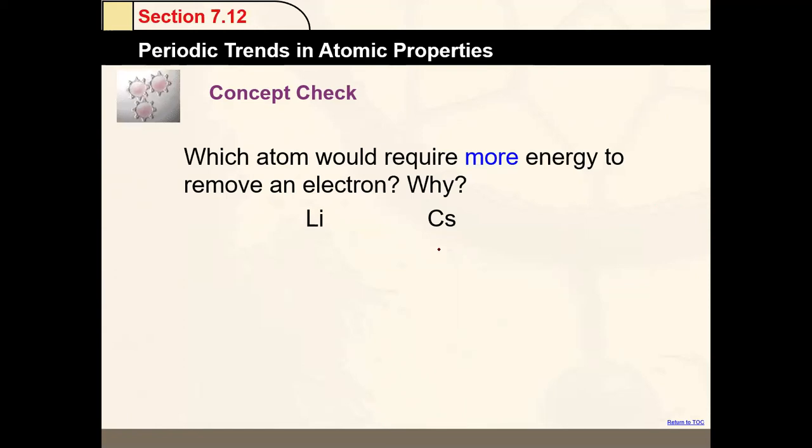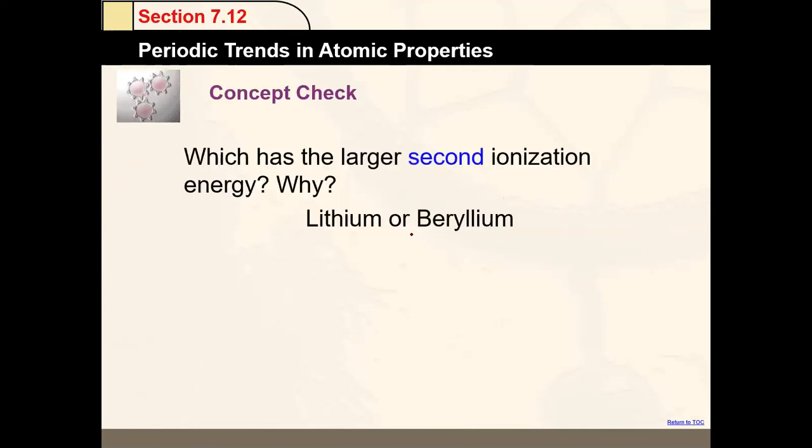Which requires more energy to remove an electron, lithium or cesium? Cesium. Cesium definitely. Because cesium is in period 6 versus lithium is in period 2, right? The second row of the periodic table, the sixth row of the periodic table, so definitely lithium will require more. My bad. Lithium requires more. For cesium, it's easier to lose it, so it needs less energy. Lithium needs more energy because it's more difficult to lose. Which one has the larger second ionization energy, lithium or beryllium? Lithium. Why lithium?